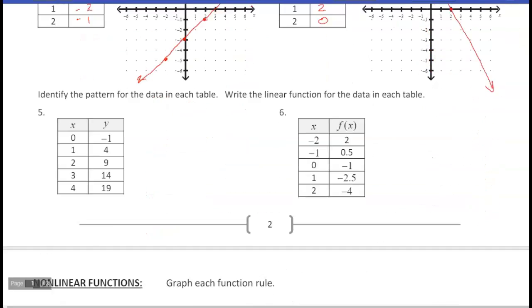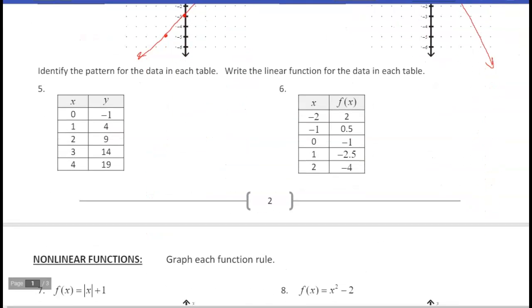Okay, last thing for the day. It says identify the pattern and write the linear function for the data in each table. So this is where you would need to check rise over run. Okay, here's my slope, because remember, slope is when, not slope, y-intercept. My y-intercept is when x equals 0. So my y-intercept is -1. So that is my b.